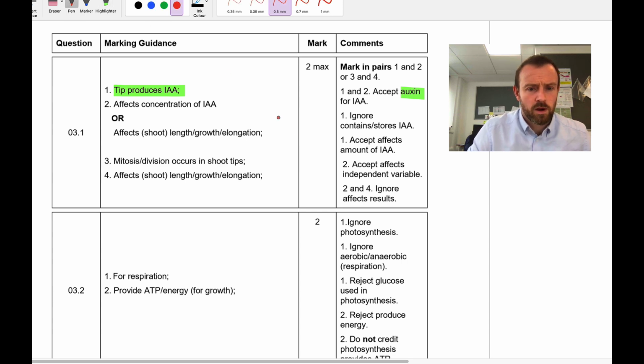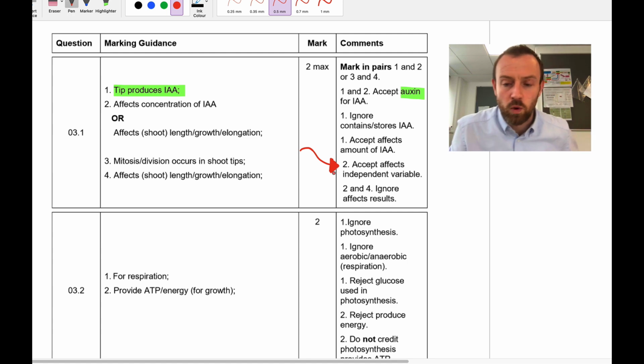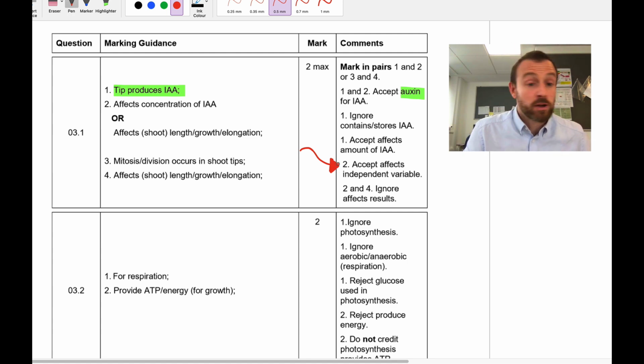I think you would probably get this if you said we want to make sure that the concentration of auxin is as specified on the petri dish and not from any extra auxin that is produced. Perhaps. But a perfect answer from the mark scheme would be the tip produces IAA. This would affect the concentration of IAA, causing mitosis that would affect the growth of the shoot, or the elongation of the shoot. Yeah, okay. Let's keep going.